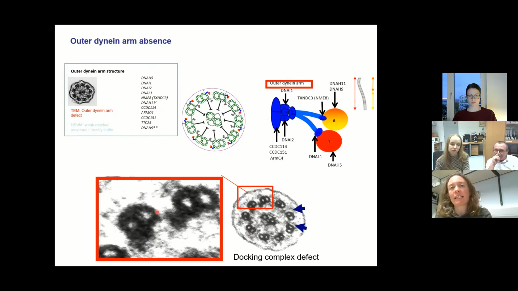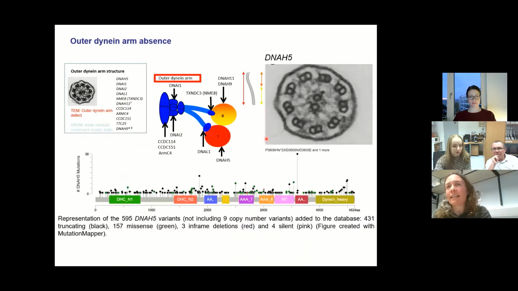And interestingly, you can tell sometimes whether what you're going to identify in your genetics is going to be heavy chains or docking complexes. So this is a map of the outer dynein arm, and these are the heavy chains that are on the end, and this is the docking complex that attaches the arm to the tubule. And this is a patient with a docking complex defect. So you see really nothing at all there because the arm hasn't been able to dock at all.